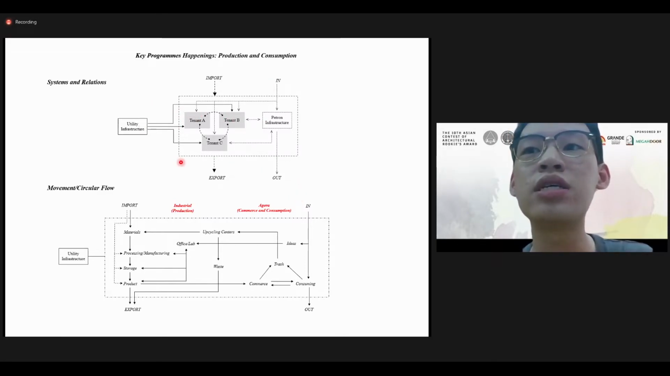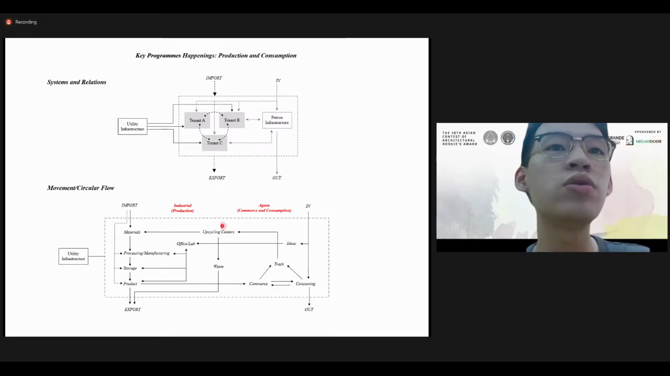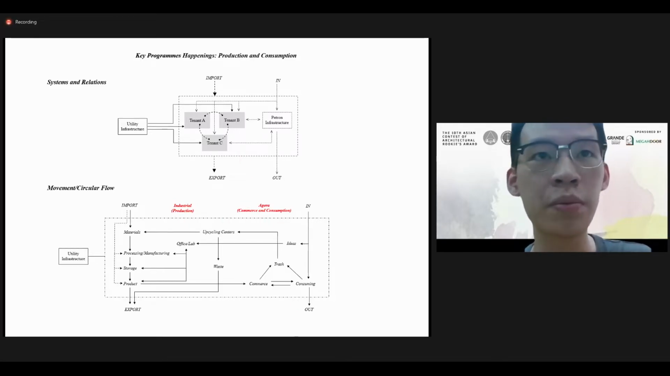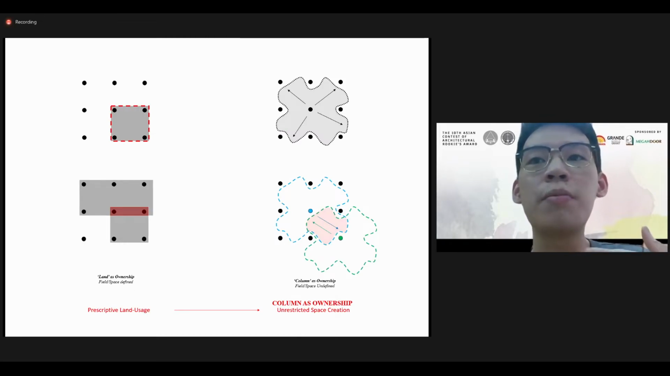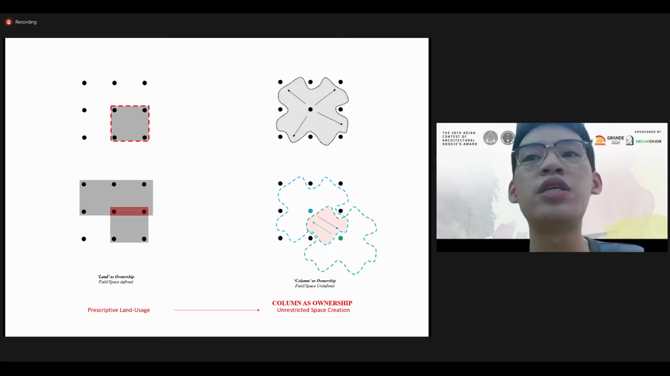In summary, this is the system of relations and flow that will happen on site, where the material, production, and consumers co-interact with one another in different cycles and ways, constituting the idea of an industrial agora. Once the imagined system has been set up, the question comes to mind: how do I give agency, growth and control to the occupants?